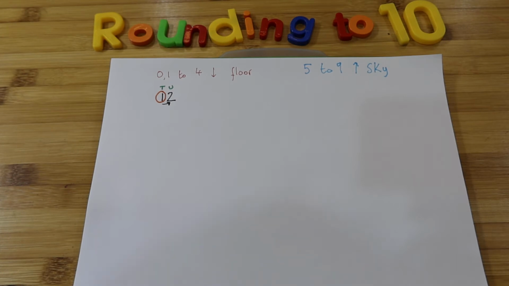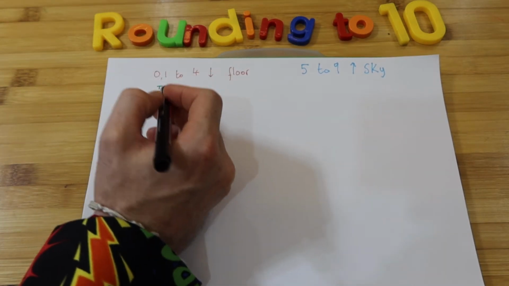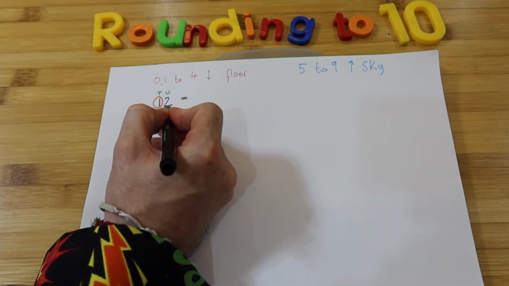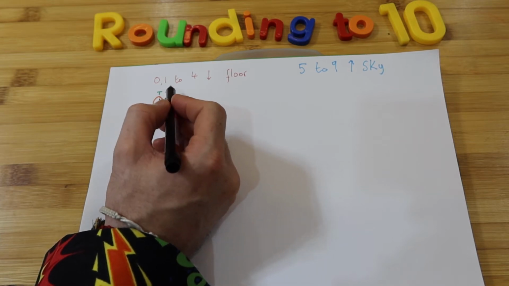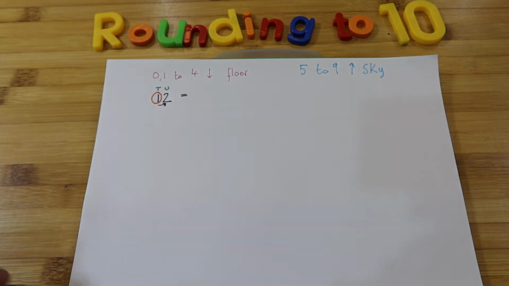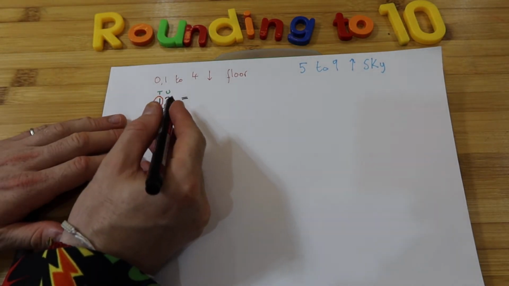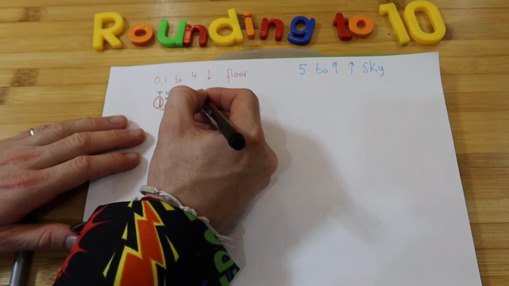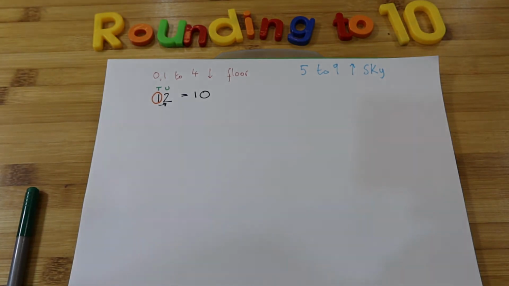Now remember that rhyme that we had? 0, 1 to 4, round down to the floor. 5 to 9, round up to the sky. So 12, we've looked at the 10, but this number next door tells us exactly if we round up or down. And what is it, rounding down or rounding up? 3, 2, 1, yes. It's rounding down because it's a 2, so the answer becomes 10. Okay, so we'll go through some basic simple ones here and then we'll build it up.